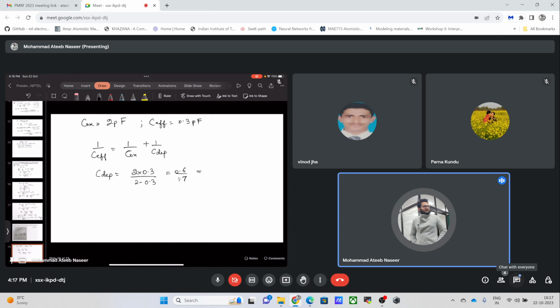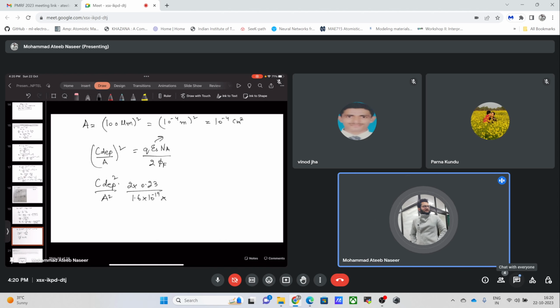So it would simply be equal to C dep square divided by A square into 2 times the phi F, which was 0.23, divided by the electronic charge, which is 1.6 into 10 to the power of minus 19, into the doping, which was 10 to the power of 14, and epsilon s is simply epsilon r times epsilon naught. This C depletion was 0.35 picofarad, 0.35 into 10 to the power of minus 12, whole square. Area is 10 to the power of minus 4, whole square. Let us solve this whole thing.